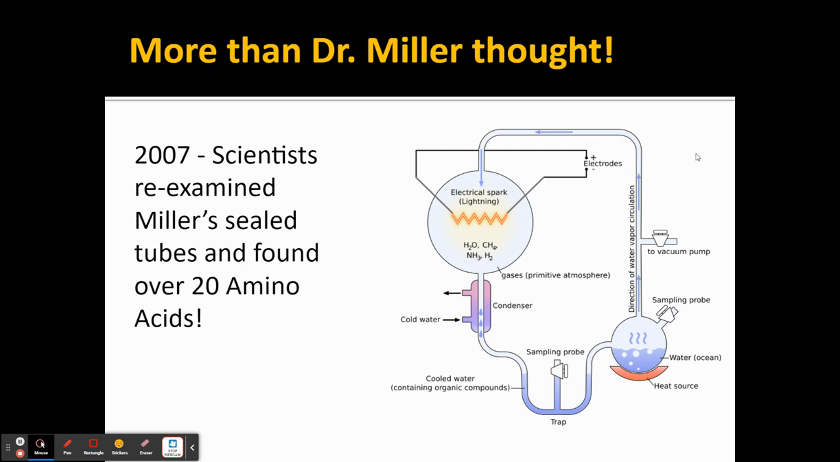And so here's the setup right here. They basically had an ocean that they were heating up with a heat source, and then that evaporated water would flow up into this atmosphere. In this atmosphere, they put some gases. They put some methane, that's the CH4. They put some ammonia, which is NH3, and they put some hydrogen, and they added a little spark of lightning.